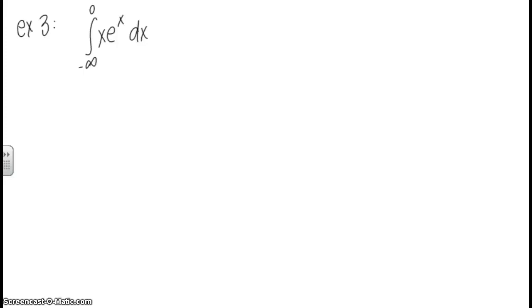So example 3 from chapter 7.8 on improper integrals. Just as a recap, an improper integral is an integral where you have some idea of infinity in the integral. So this is what our improper integral is. Now, if it's an improper integral, we're basically going to change that.